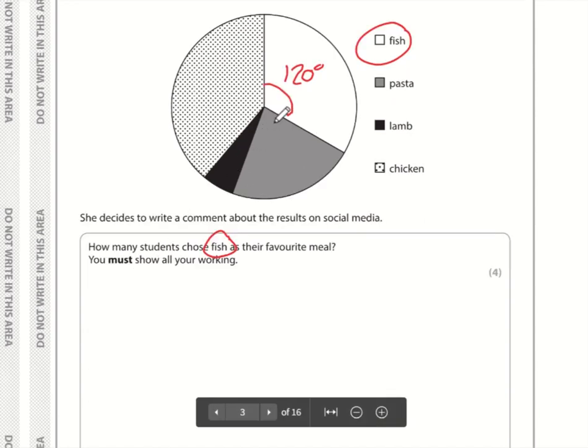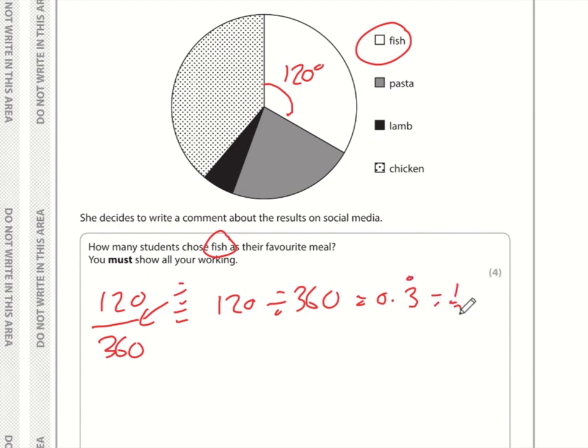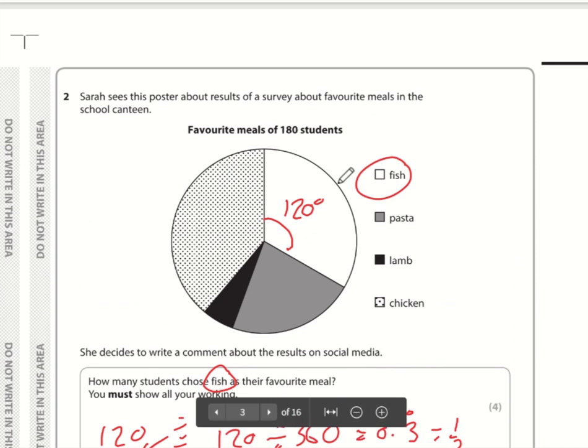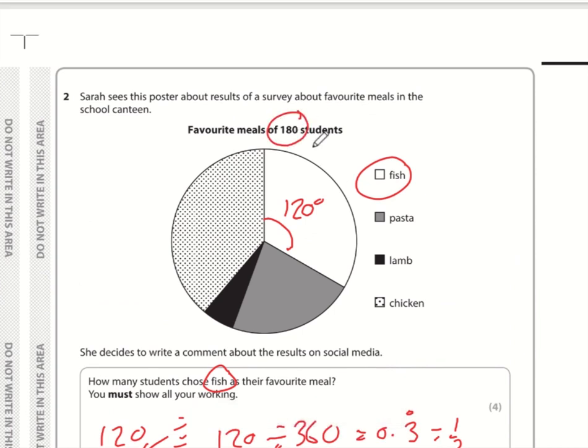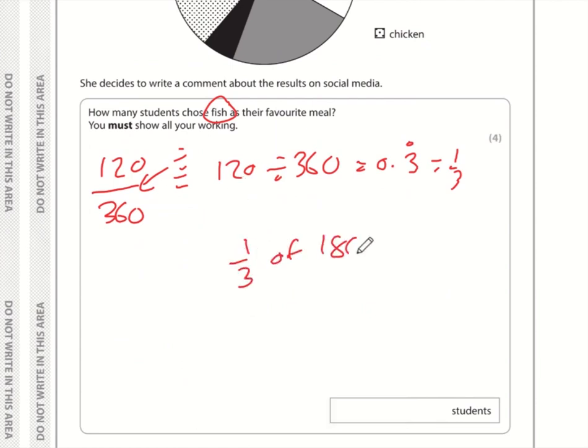And if you're not sure whether that is a third or not, then it's 120 out of 360. If you type that into your calculator, 120 divided by 360, remembering that this line of a fraction means divide, that is 0.3 recurring, which is 1/3. Okay, so 1/3 is fish, and the whole pie represents 180 students, so we want to work out 1/3 of 180, and the calculation is 180 divided by 3, which is of course 60 students.